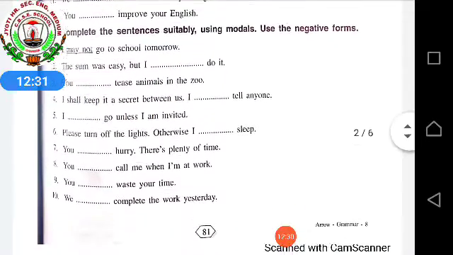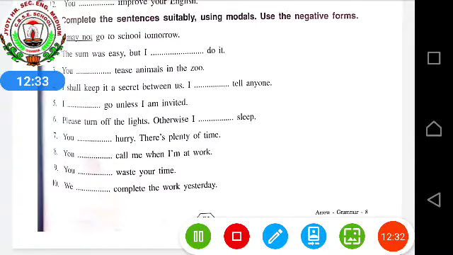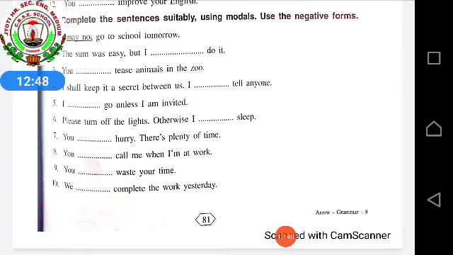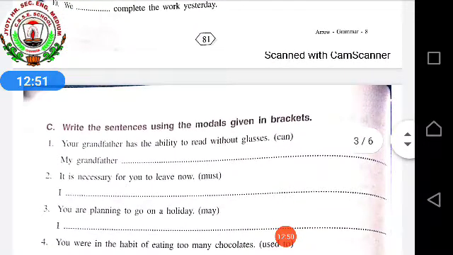So like this you have to do 6, 7, 8, 9 and 10. Keep in your mind the modals that you are taking to complete the sentence, it should be suitable to the sentence. And with that modal, you just have to add not. Understood? Now the next page, turn the page. Write the sentence using the modals given in the bracket. Already the modals are given in the bracket, you just have to rewrite the sentence. Understood?